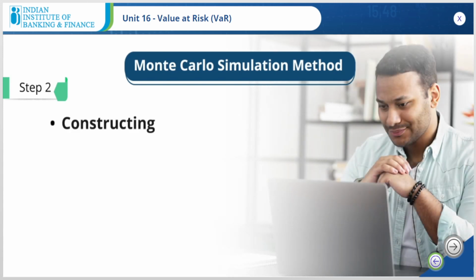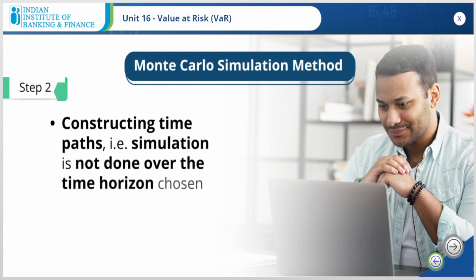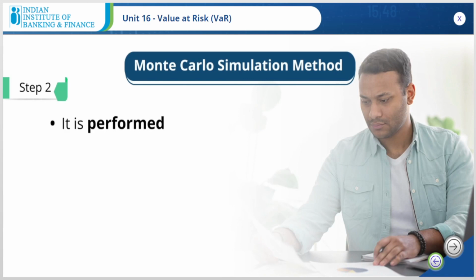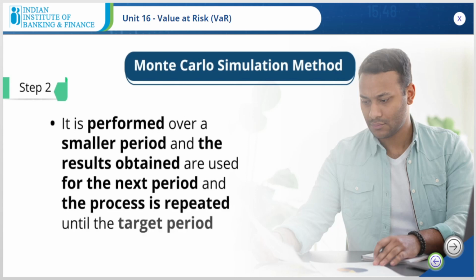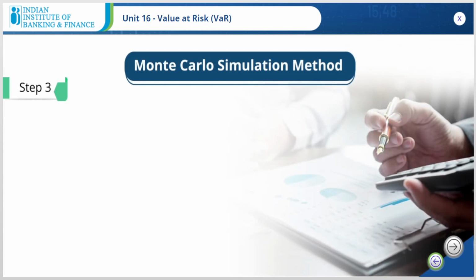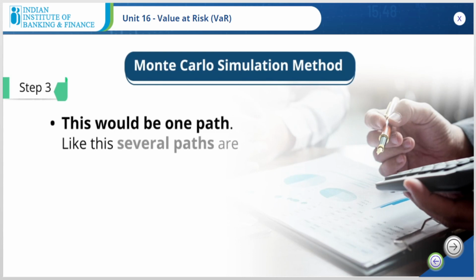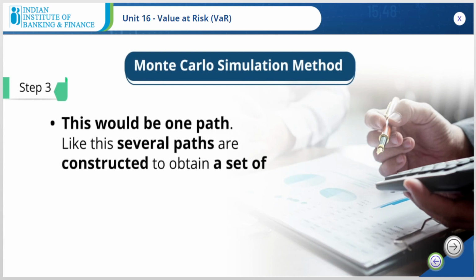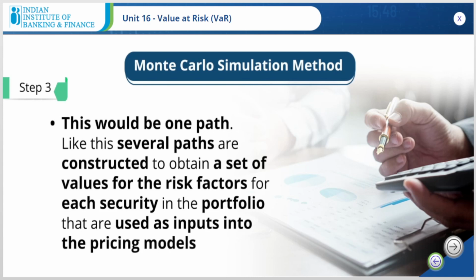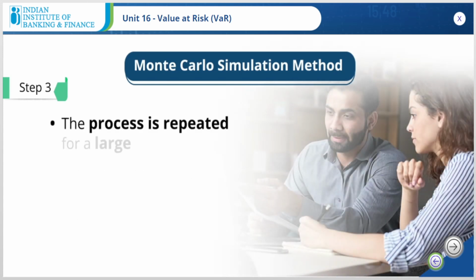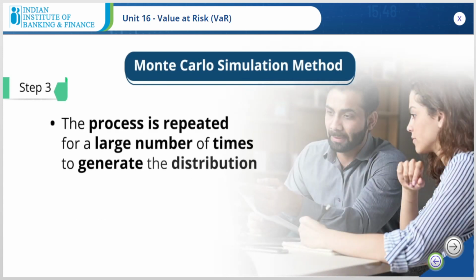Step 2. Constructing time paths, that is, simulation is not done over the time horizon chosen in one step. It is performed over a smaller period and the results obtained are used for the next period and the process is repeated until the target period is reached. Step 3. This would be one path. Like this, several paths are constructed to obtain a set of values for the risk factors for each security in the portfolio that are used as inputs into the pricing models. The process is repeated a large number of times to generate the distribution.